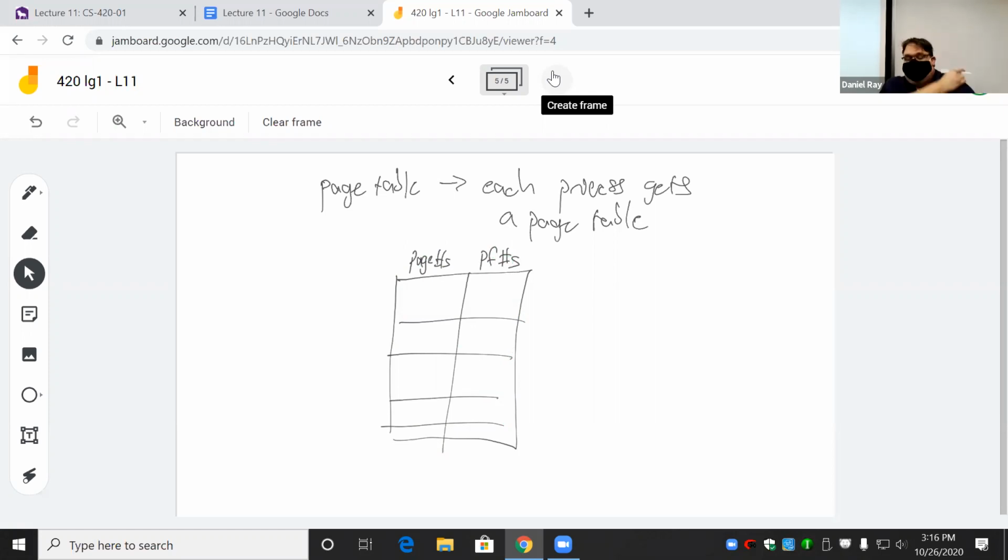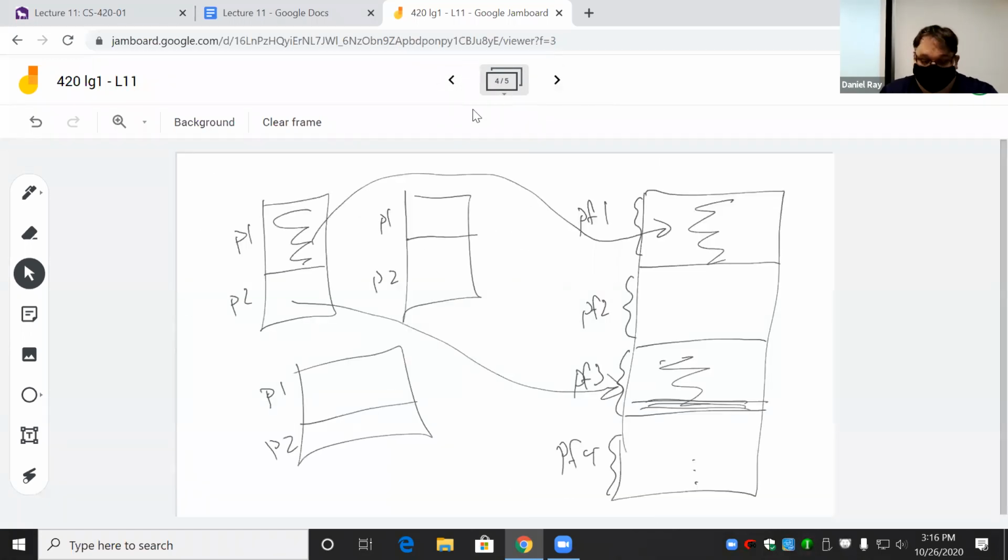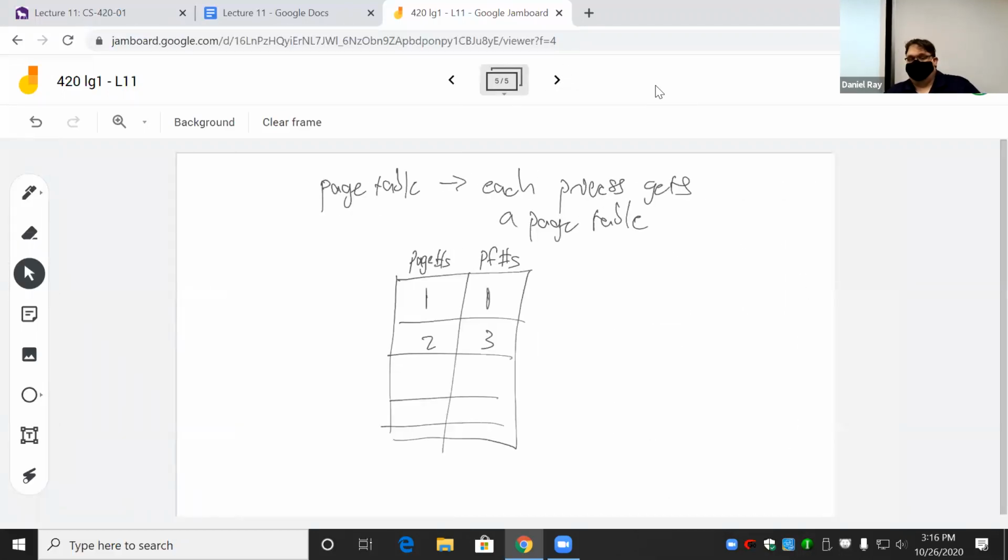Okay? So from our previous example, this guy has 2 pages, so there's 2 entries in his table. P1 goes to PF1, so it's 1 to 1. Lucky. And P2 goes to PF3, so it's 2 to 3. Okay? Like so. 1 to 1, 2 to 3.